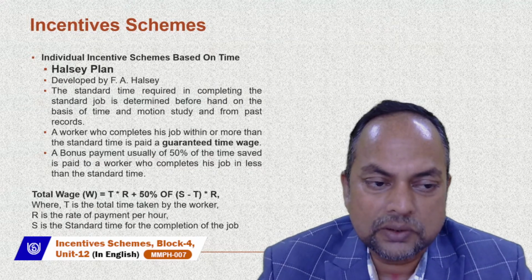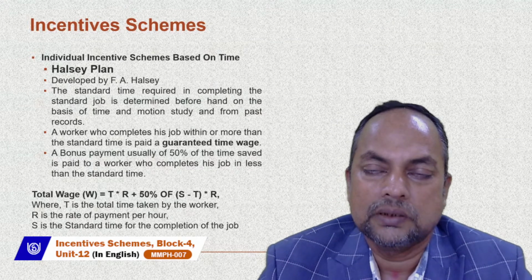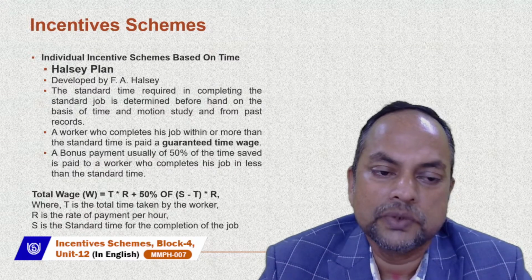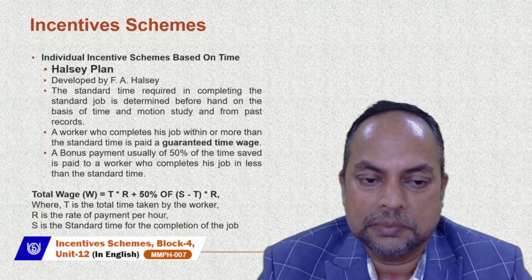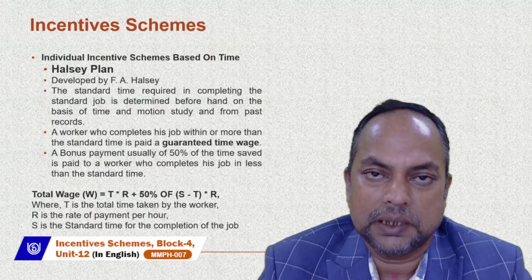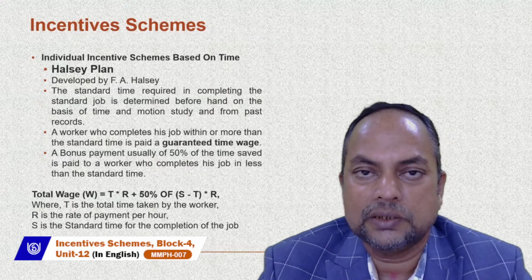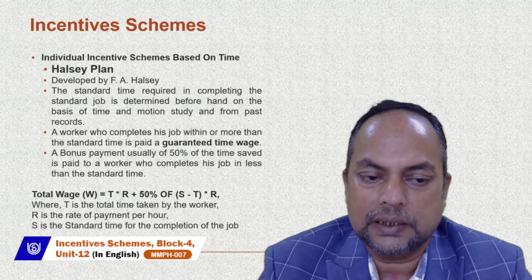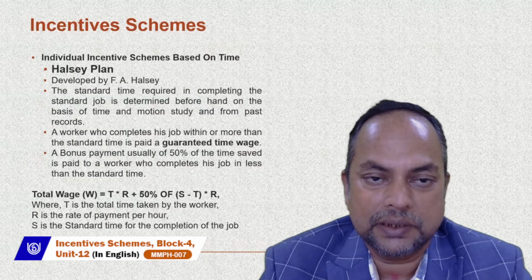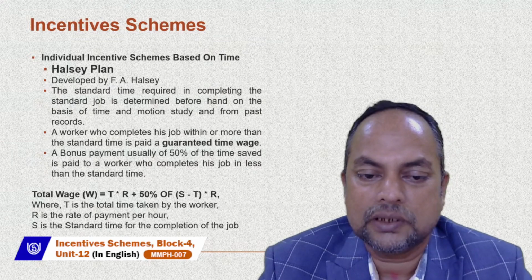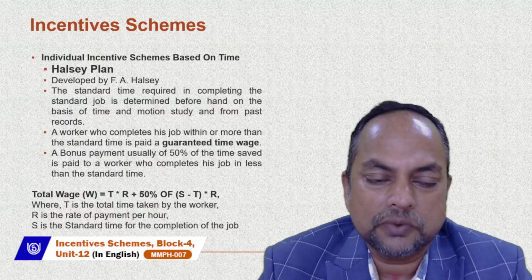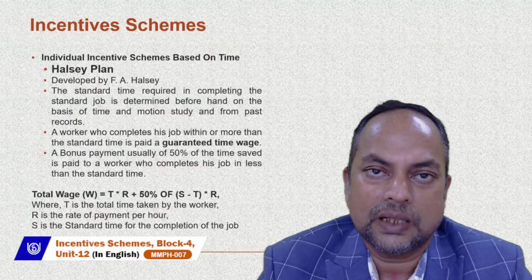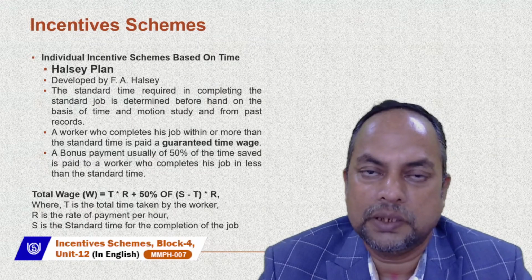Okay? So based on this, the incentives are calculated on the basis that the total wage is equal to T multiplied by R, plus 50% of (S minus T) multiplied by R, where T is the total time taken by the worker, R is the rate of payment per hour, time based, and S is the standard time for the completion of the job. So what this formula says is, T into R: the time taken by the employee to complete the job, and R is the rate of payment per hour.